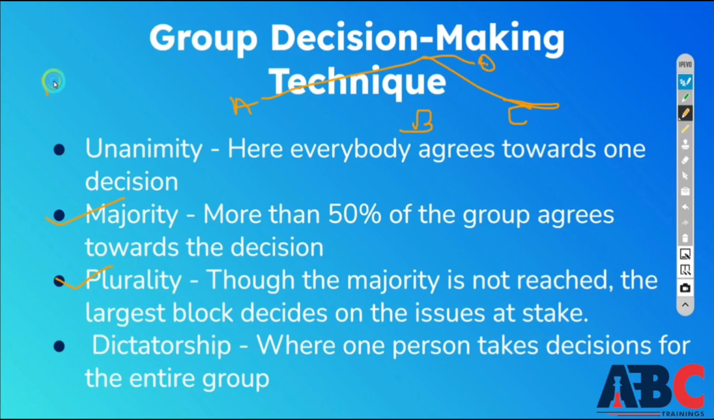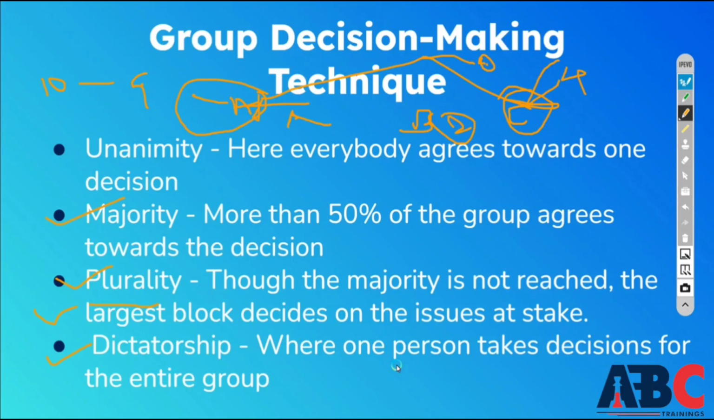Like there are 10 people, 4 people decide A, 4 people decide B and 2 people decide C. The decision you want to make final is the one for which you will vote. So according to that, the largest block decides which decision you want to finalize. So that is your plurality, and last comes dictatorship. In dictatorship, no other decision maker is there. One team leader or leader tells you his decision. So that is your decision for the entire group.